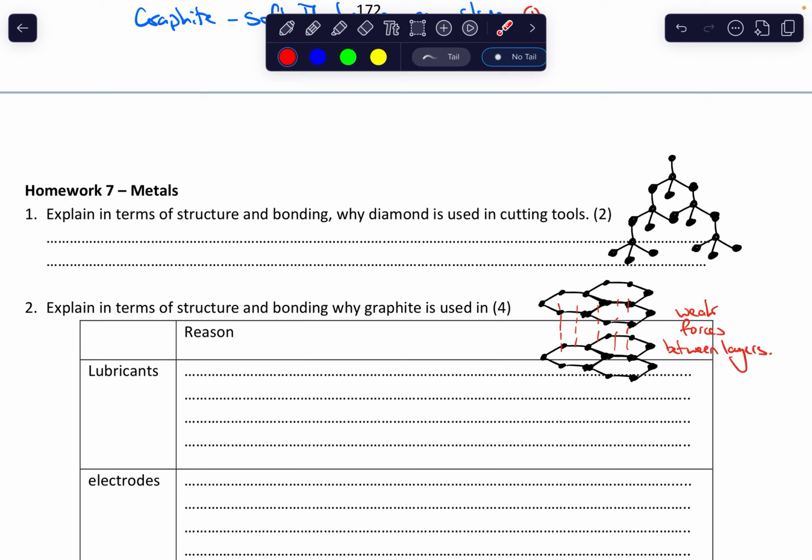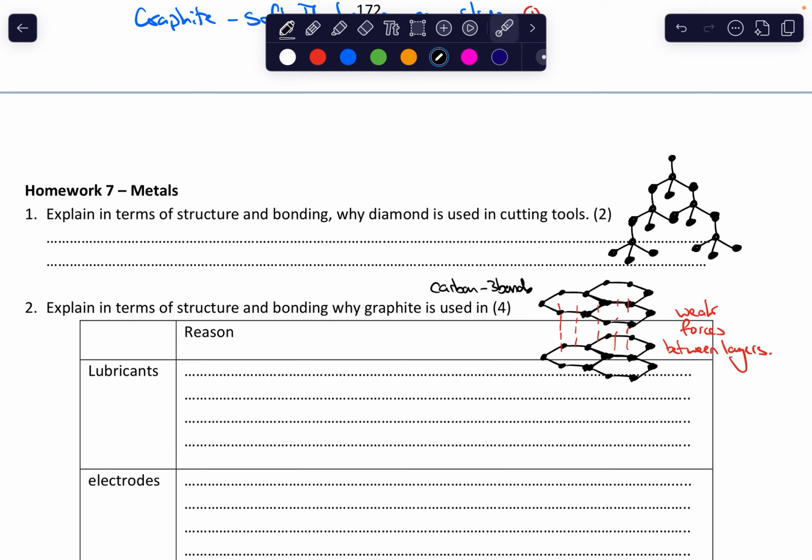In terms of graphite, here's again a diagram to help you visualize it. So graphite exists in layers. What's interesting here is each carbon atom in the structure. So each carbon in here has three bonds. Now that's a big hint for you. Think about what that means it contains as a structure.